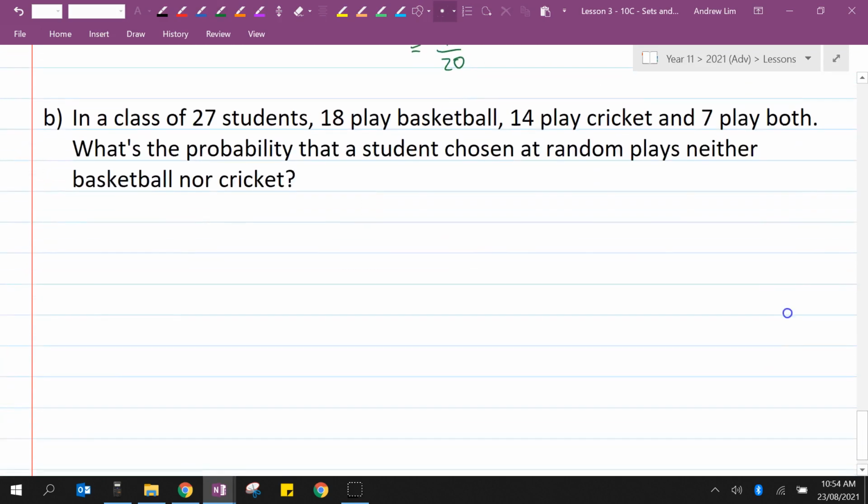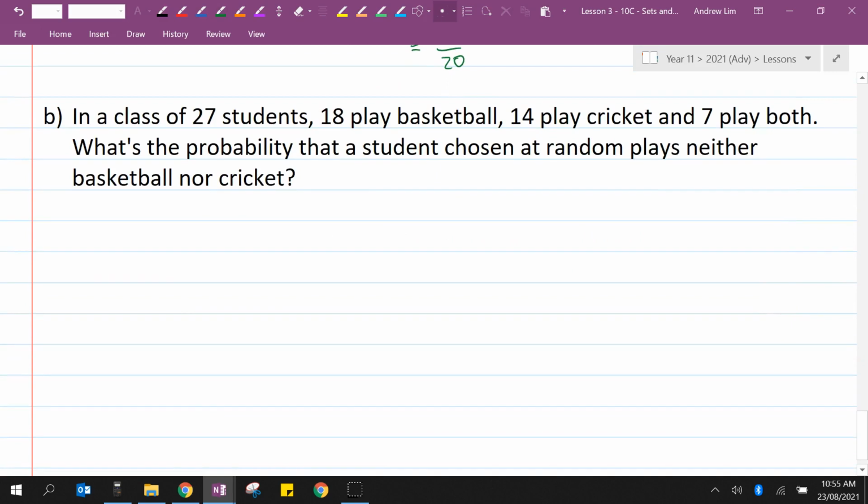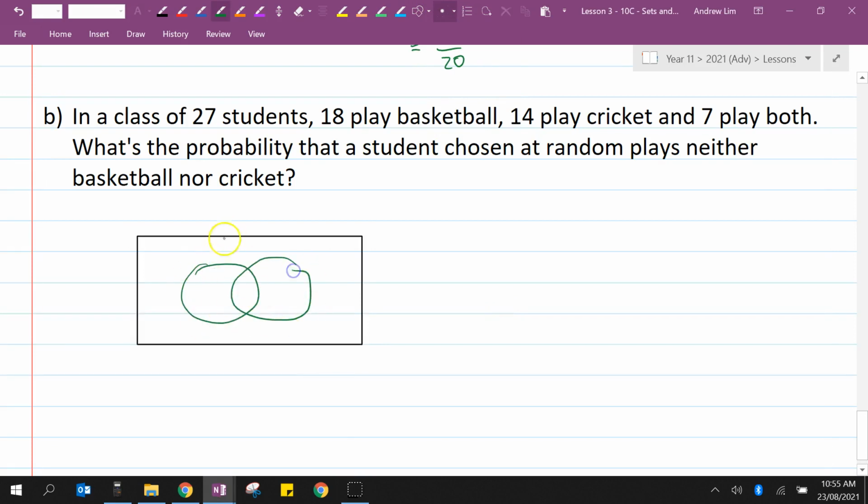Alright, last question. How about I get you to pause the video and have a go with this one yourselves? Okay, in a class of 27 students, 18 play basketball, 14 play cricket, and 7 play both. What's the probability that a student chosen at random plays neither basketball nor cricket? So I'm going to use a Venn diagram. We've got basketball and cricket. I always like to start with the both. 7 play both, so put that in the middle first.